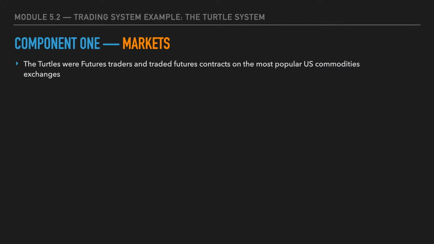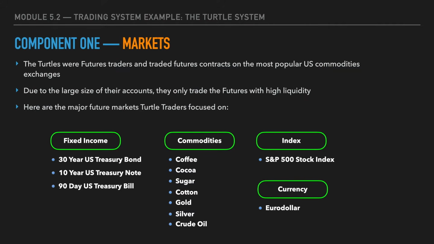First, the market. The Turtles were futures traders, and they traded futures contracts on the most popular US commodity exchanges. Because their average order size is quite big, they only focus on the futures markets with high liquidity. Volume and liquidity are really important when you pick the markets to focus on. Here are the major futures markets that the Turtle traders focus on. I will not repeat all of the market names one by one, but one thing I would like to highlight is that the Turtle traders are essentially trend followers with a trend following system, which means they need to focus on as many uncorrelated markets as they can to increase their chances of catching the big trend.